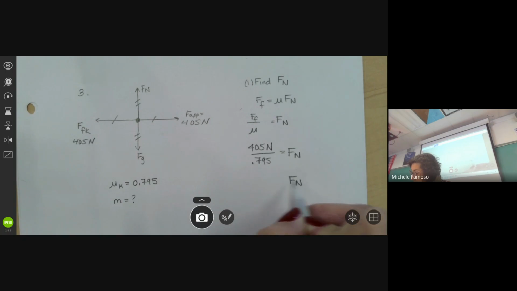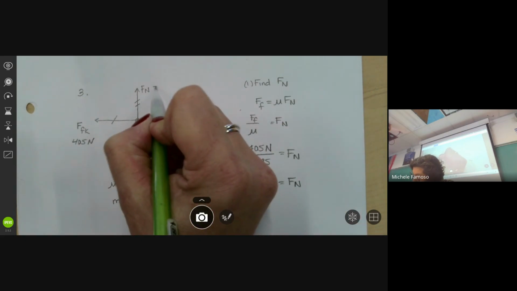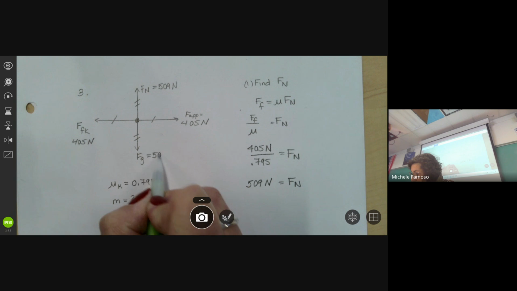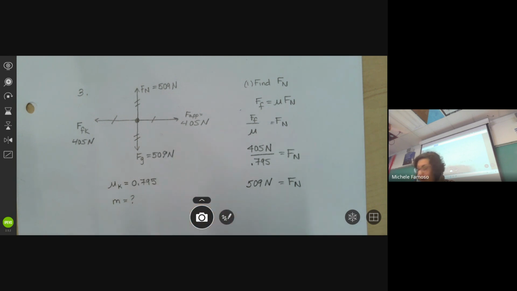So when you go to your calculator and you round your answer to 3 sig figs, let me work it out. 405 divided by 0.795, I get 509 newtons for the normal force. So this is 509 newtons, and therefore the weight is also 509 newtons because those are balancing. It's not accelerating up or down.